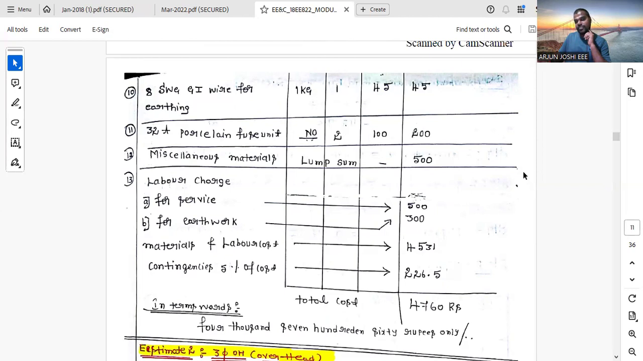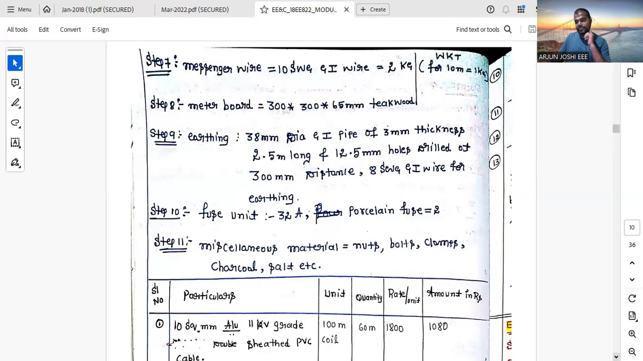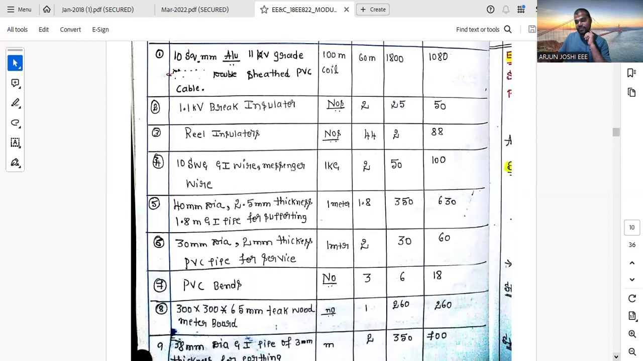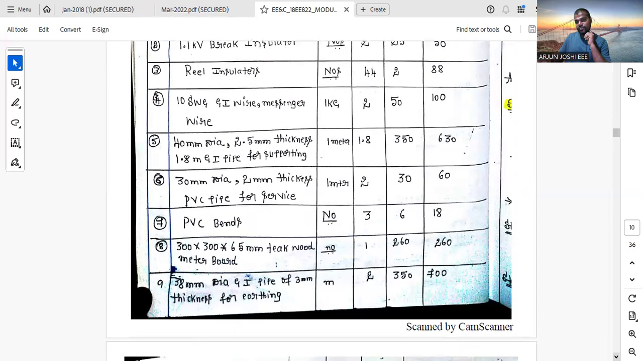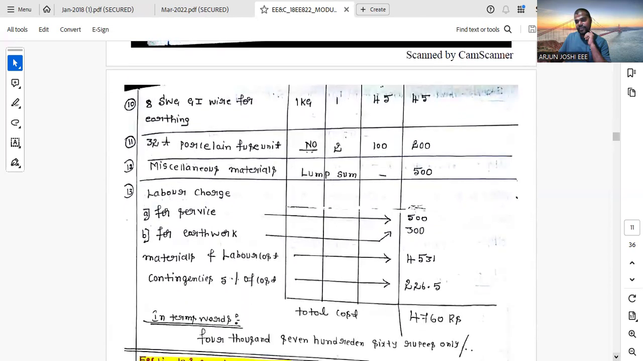For miscellaneous material, a lump sum of 500 rupees is taken. Labor charge for service is 500 rupees, for earth work 300 rupees. Now calculate the total of material and labor cost from the beginning: 1080 plus 50 plus 88 plus 100 plus 630 plus 60 plus 18 plus 260 plus 700, and then 45 plus 200 plus 500 plus 500 plus 300. We are going to get 4531.